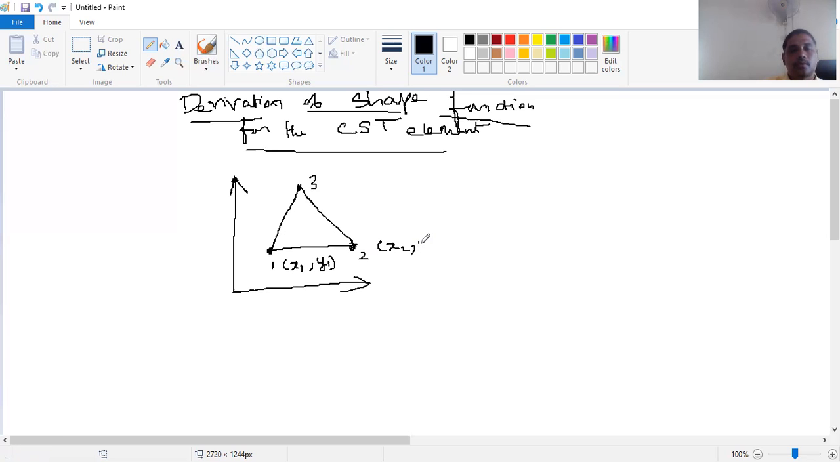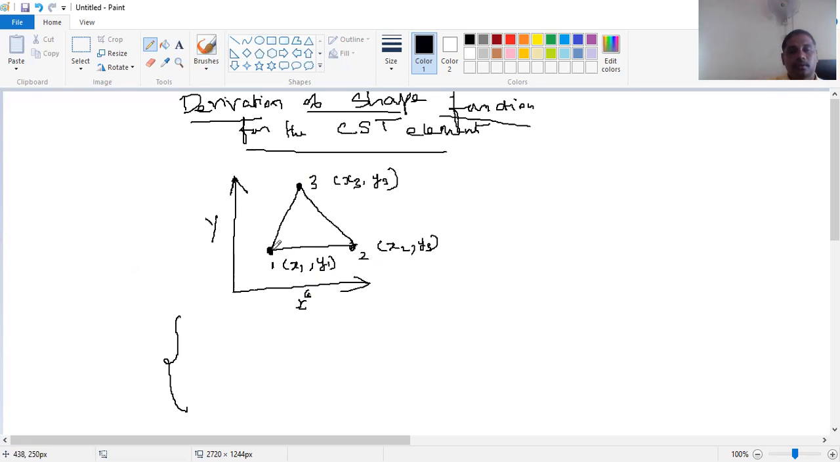This could be x2 comma y2. And for node number 3 could be x3 comma y3. So these are the different Cartesian coordinates in which we're going to place it in the Cartesian coordinate system, x comma y. And as far as primary unknown is concerned, we require how many degrees of freedom would be there here.